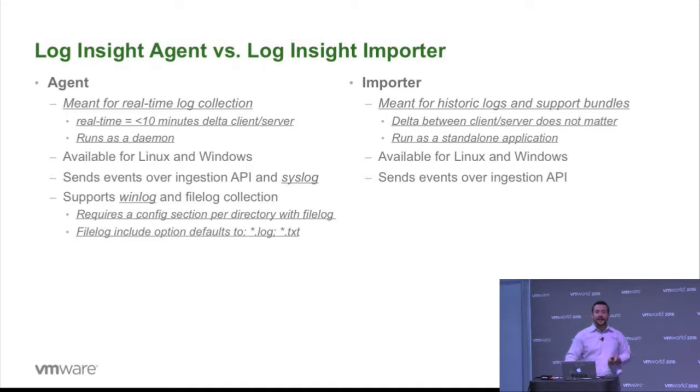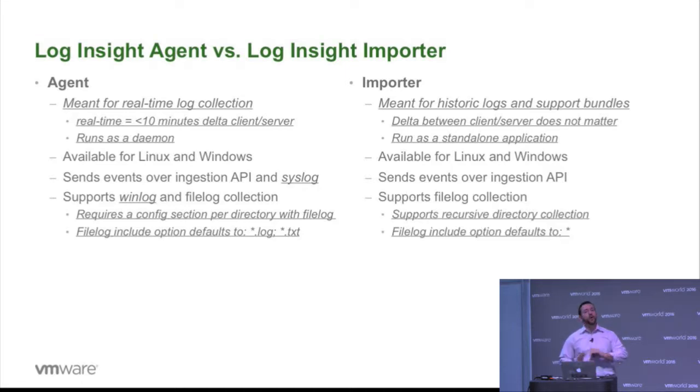Now, the ingestion API is documented and officially supported. So if you actually code against the ingestion API, you could have the importer send to a third-party destination. That's fine. There's support for WinLog and file log collection with the agent. WinLog would be things like Windows Event Viewer. File log is anything on the file system that you're looking to collect. Those must be specified in configuration sections. You would have one configuration section per directory with the agent, and by default, we would collect log and text files for you. You can customize if you want to collect other files, but by default, it's just those two.